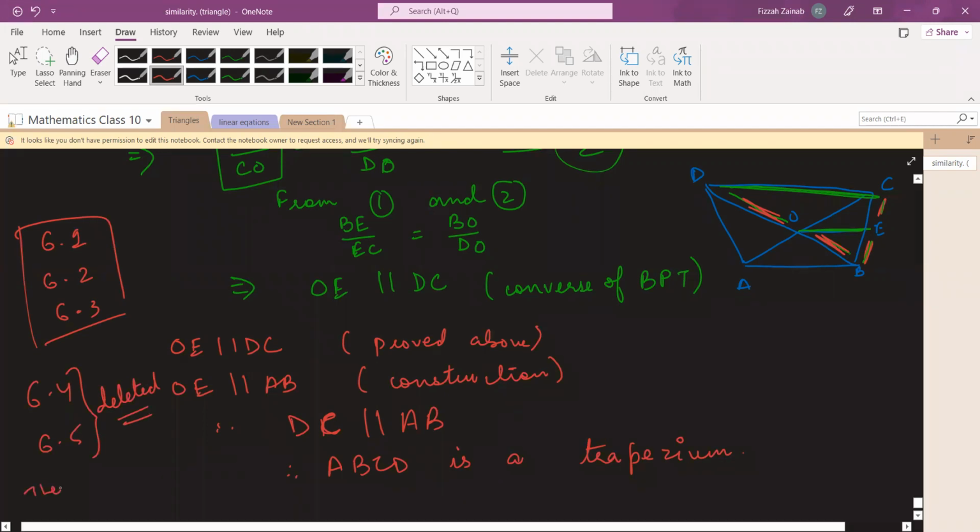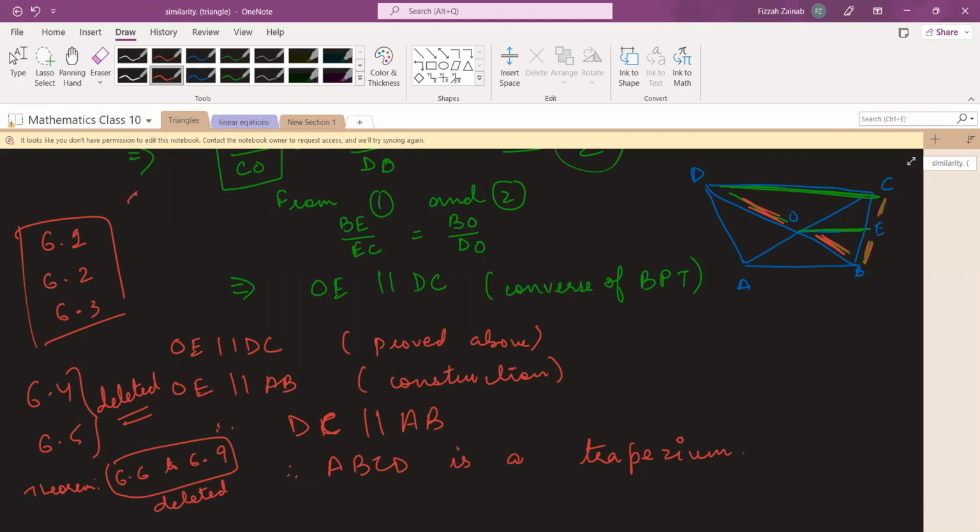Or in terms of theorems, if I say 6.6 to 6.9, these theorems are actually deleted. You don't have to do them. So only up to theorem 6.5 you have to do. Theorem 6.1 to 6.5 will come in the exam.